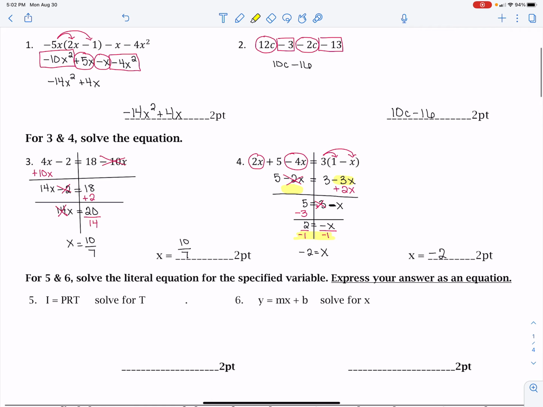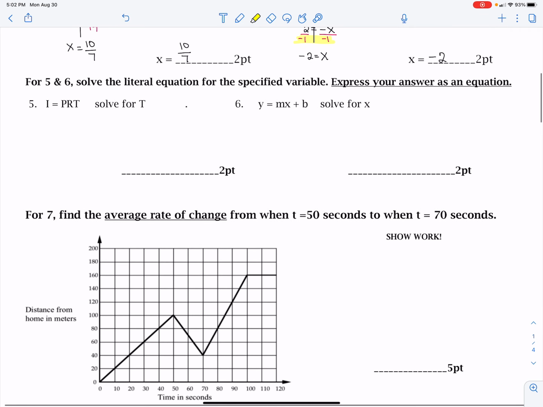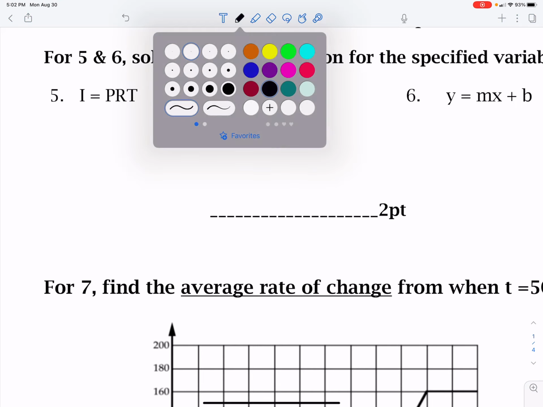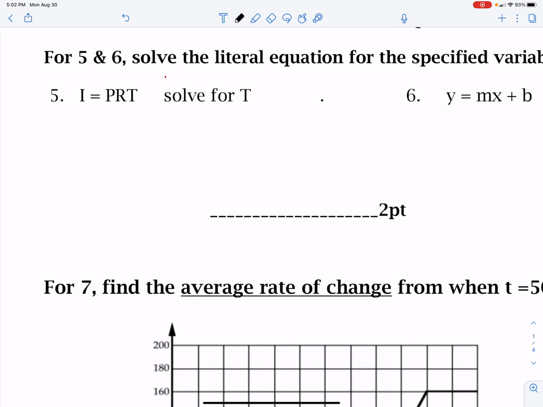All right. So now we're going to go on to number 5. Number 5, solving a literal equation. Okay. So we've talked about these literal equations pretty well in class. So it's just like solving for a variable x, but this time we're solving for a different variable. Okay, we're trying to get t by itself. So what's happening between the r and the t? Well, they're being multiplied. Well, what's happening between the p and the r and the t? Well, they're being multiplied too. So the p and the r are really being multiplied times the t.